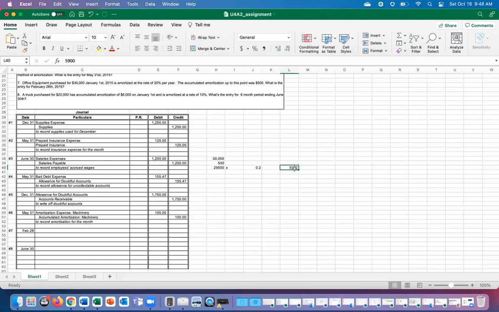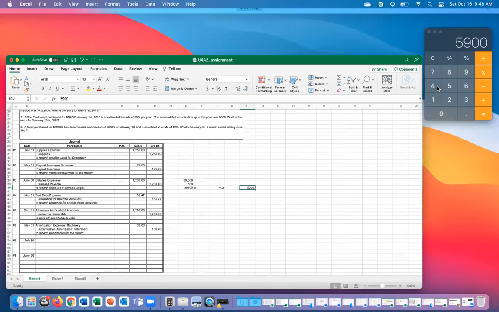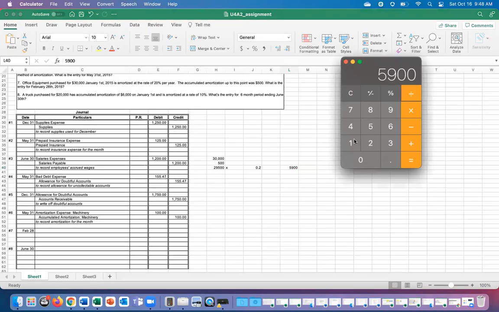Okay, so that's the amount that the office equipment is going to lose over the entire year at 20%. But since we only want to find out how much this office equipment's value is going to change in the past month, February, we need to divide this number by 12. And that'll give us the monthly rate of amortization for February. We're dividing it by 12 because there are 12 months in the year, right? So we will go to our number again and we will divide by 12.